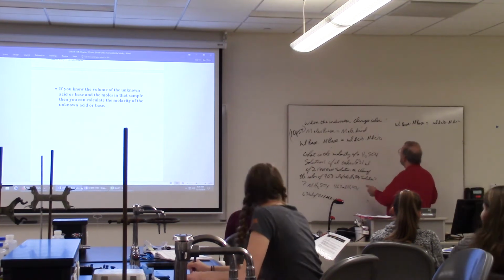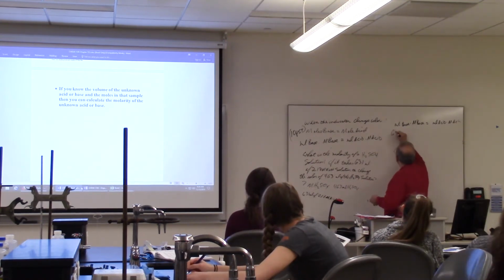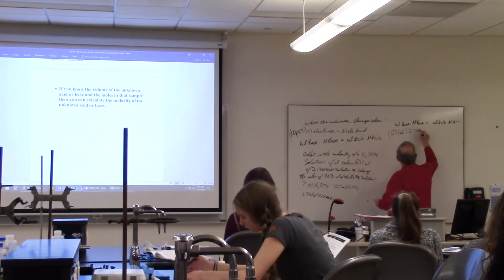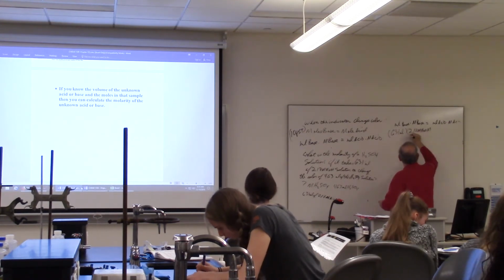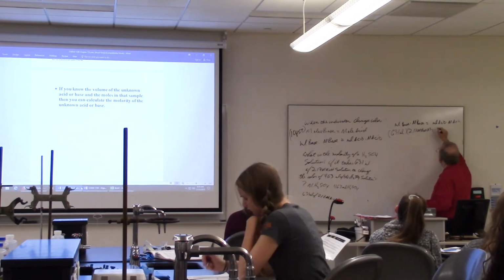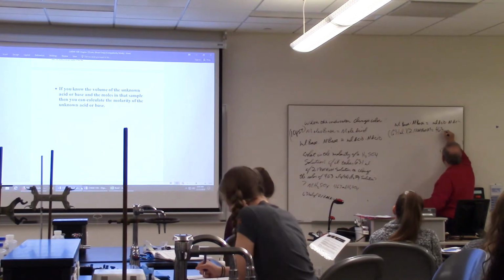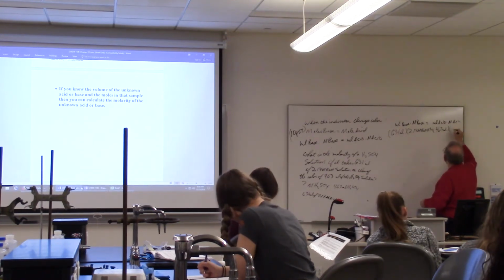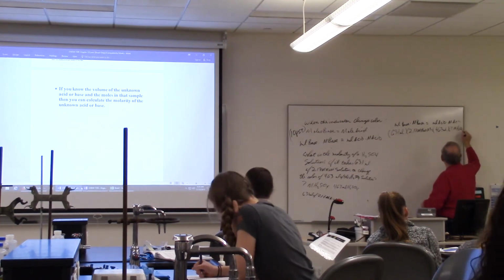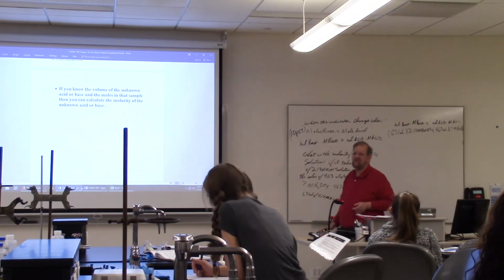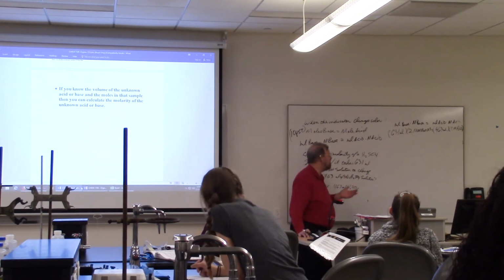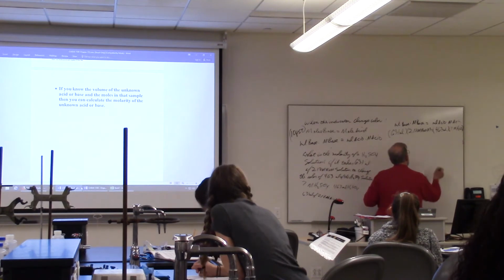Anyways, now we have 631 milliliters of a 2.17 molar NaOH. It doesn't matter which side you put it on. And on the other side, we know we have 463 milliliters of the sulfuric acid, and we're trying to find the molarity of the sulfuric acid. Now we want to solve for M H2SO4. How do we get it alone on one side? We divide by the 463.